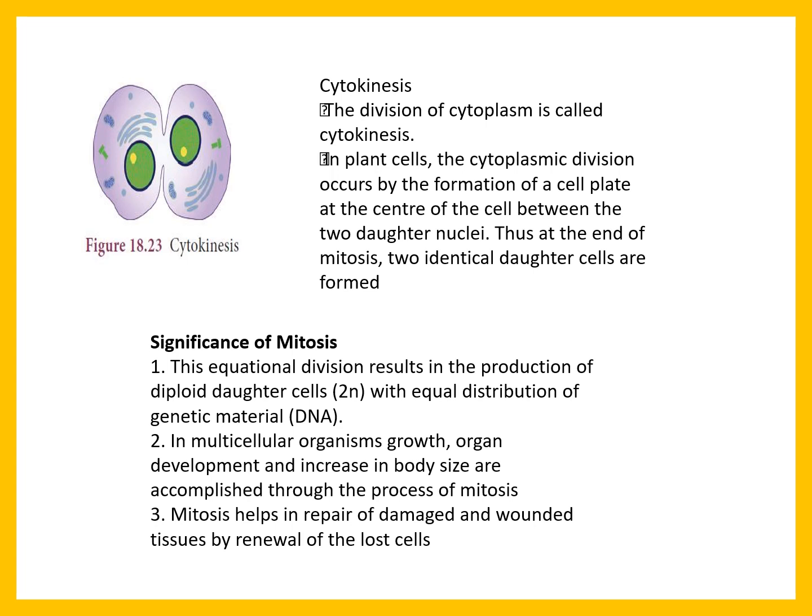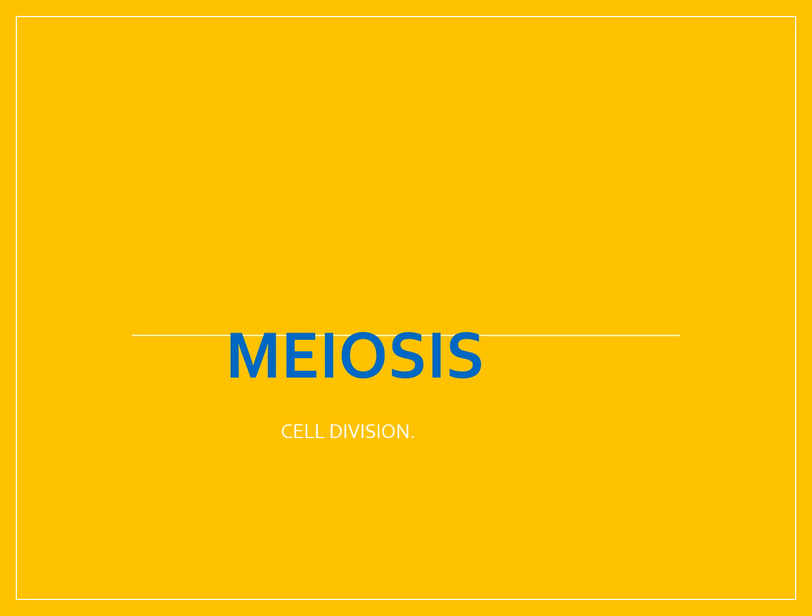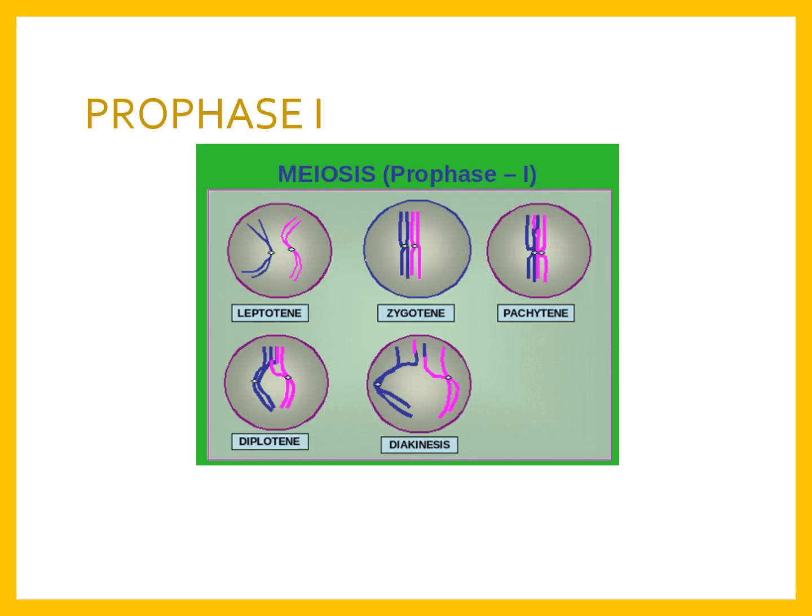Then the third one: mitosis helps in repair of damaged and wounded tissues and in the renewal of lost cells. This is the significance of mitosis. I hope you are able to follow this. Okay, next we will continue with meiosis.